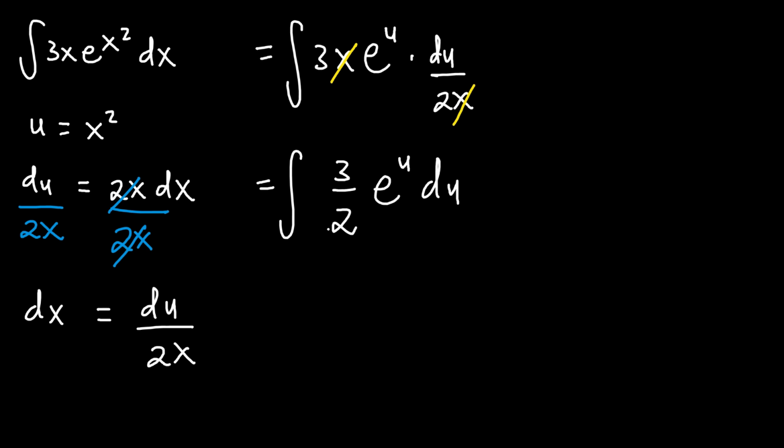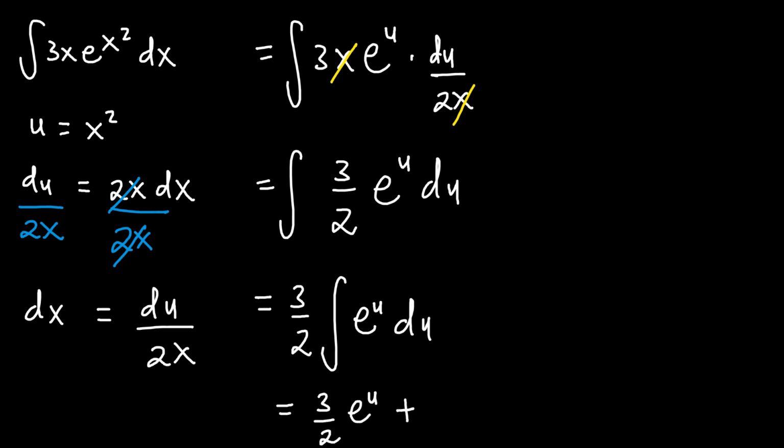Now if we pull out 3 divided by 2, we shall have 3 divided by 2 times the integral of e to the power of u du. And we know that the integral of e to the power of u is e to the power of u. So this will be 3 divided by 2 times e to the power of u plus c. And we know that u equals x to the power of 2. So this will be equal to 3 divided by 2 times e to the power of x squared plus c. And that's our answer.